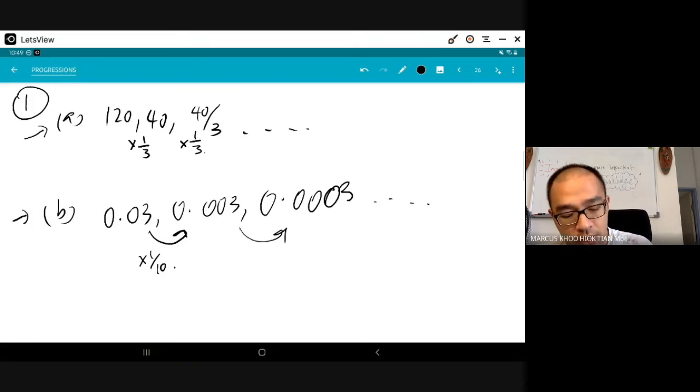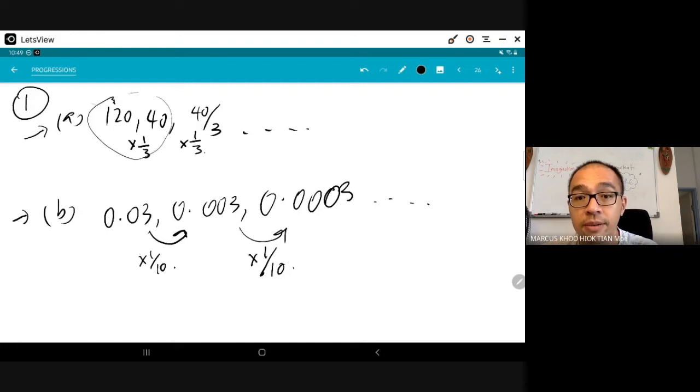Okay, because this one, the pattern is times 1 over 10, times 1 over 10. Okay, that this one is times 1 over 3, because it's divide by 3, divide by 3, divide by 3, divide by 3. Okay, so how do you know that it is a geometric progression or not?